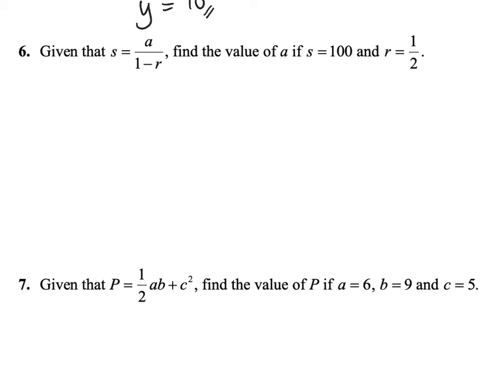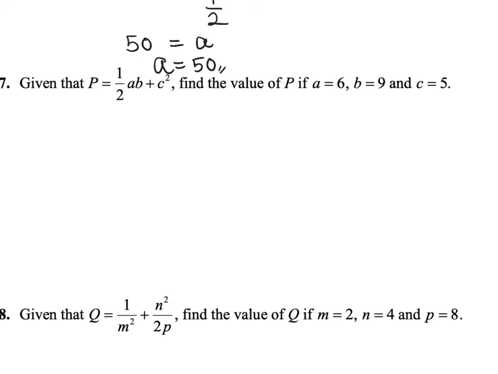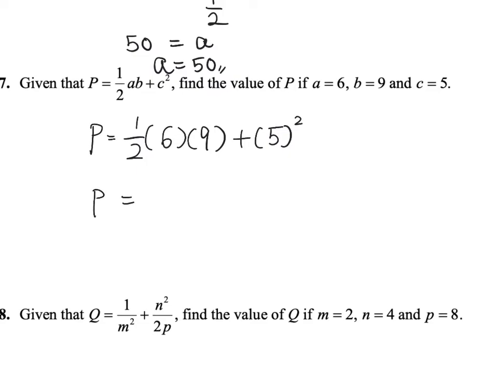Okay, and for this one, you have 100 equals to a over 1 minus 1/2. So basically you have 100 over a like this, and then you have 50 equals to a. Okay, reverse the position. Make sure that you know it. For this one, you have to find out p. So you just have to put it back. As you can see, I always use the bracket. Just make sure that you use the bracket. Okay, and you have p equals to 43.